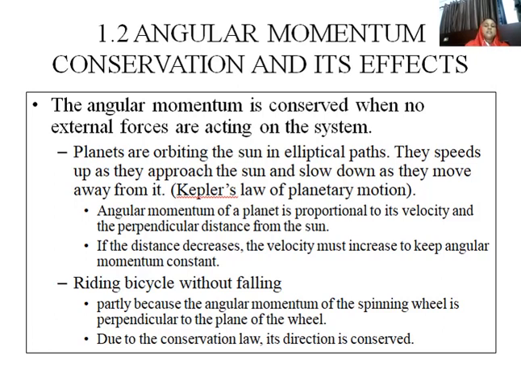Another example is riding a bicycle. When you learn to ride a bicycle without falling, you make use of angular momentum conservation, because the angular momentum of the spinning wheel is perpendicular to the plane of the wheel. Due to the conservation law, its direction is conserved. So riding a bicycle without falling is a consequence of angular momentum conservation.